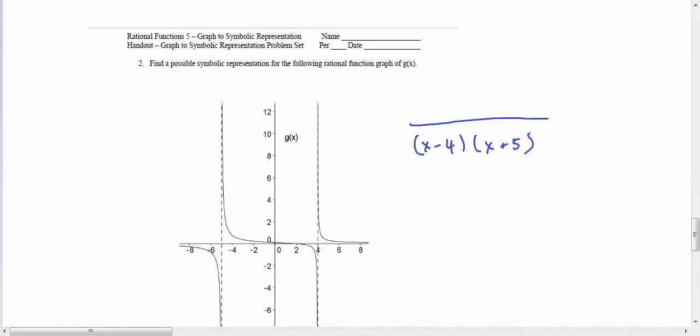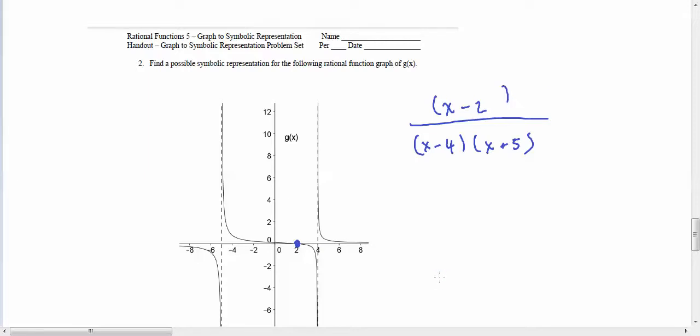I know that it looks to me like my x-intercept is at x equals 2. So I'm just going to throw in an x minus 2 over there. I have a feeling that I want to keep this. I don't want to add in another parentheses, because I don't see any other x-intercepts, so I'm going to keep that there.